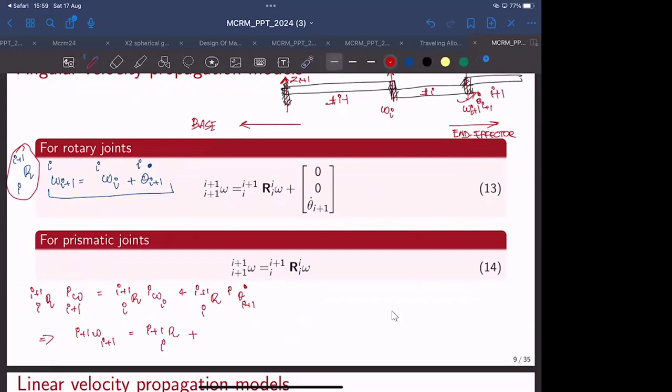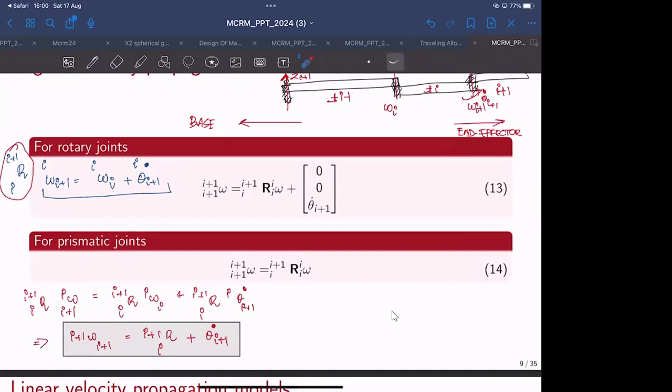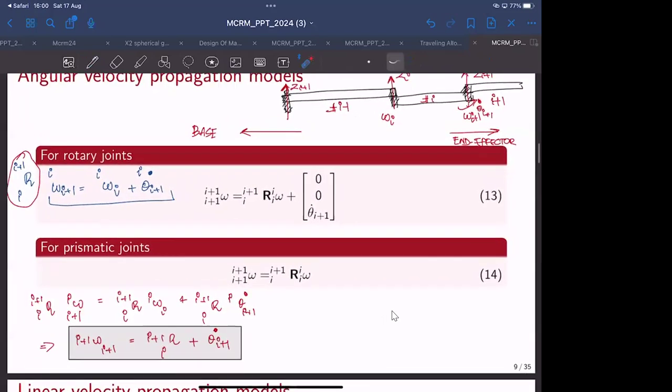This thing plus theta I plus 1 dot. This would be your final equation, right? And the reason that theta I plus 1 dot does not have a superscript over here is because theta I plus 1 is always expressed with respect to that I plus 1 frame itself, right?